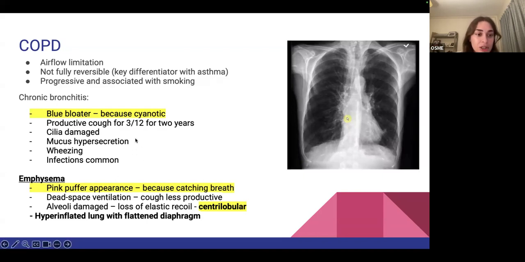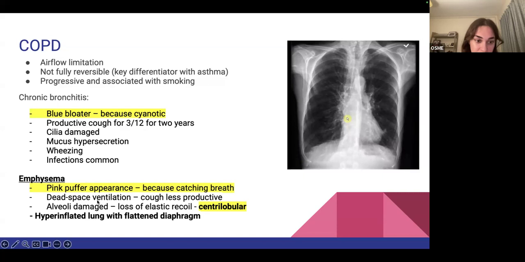And a key diagnostic thing is that they've had a productive cough for 3 months of a year, and this is over the course of 2 years. So for 2 consistent years, 3 months of each year have been affected with a productive cough. The underlying pathology is that there's damage to the cilia, which results in mucus hypersecretion and wheezing. And COPD patients commonly get infections just because they're not clearing their airways in the normal way.